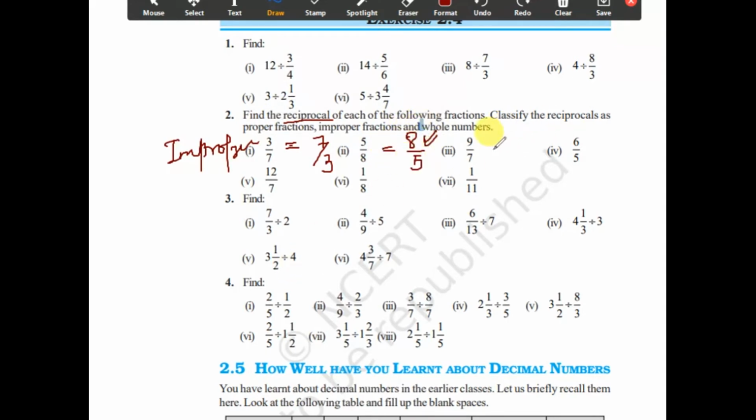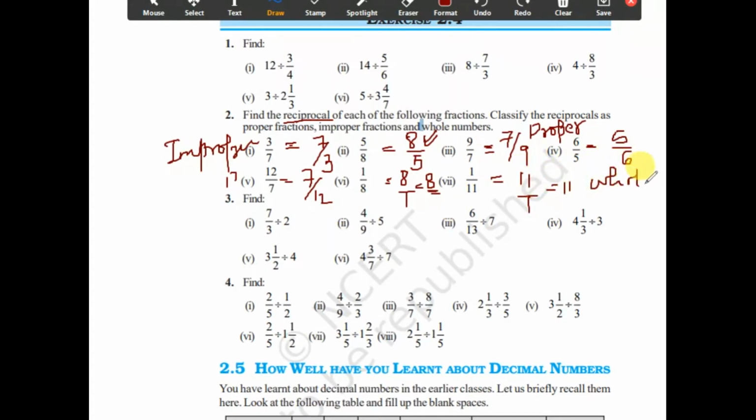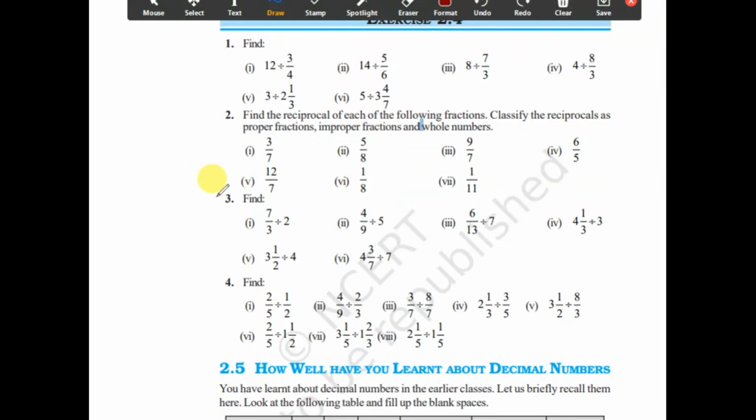Now in this, 8 by 5 is again an improper fraction, 8 is greater than 5. Now this one, 7 by 9. Here you see 7 is less than 9, so it is a proper fraction. And this one, 5 by 6, is again a proper fraction. This one, 7 by 12, is again a proper fraction. 8 by 1 is a whole number, because 8 by 1 is nothing, only 8, and 8 is a whole number, there is no fraction part. In 1 by 11 also, you have 11 by 1, which is nothing, only 11, so it is a whole number.